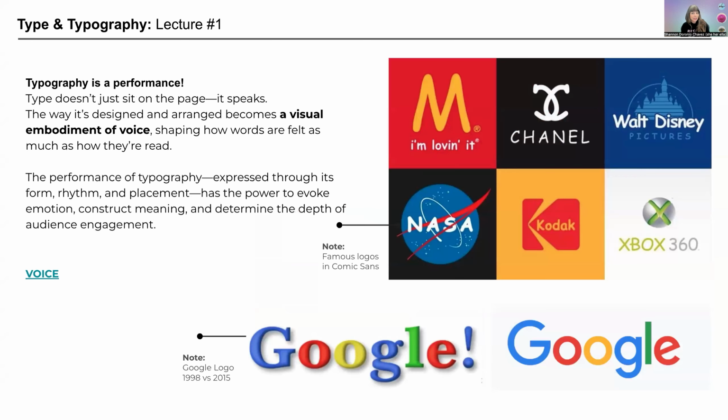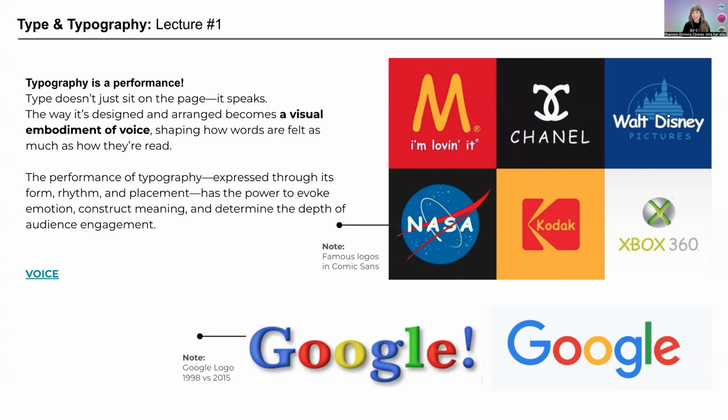So typography is a performance. It doesn't just sit on a page, it speaks. The way it's designed and arranged becomes a visual embodiment of the voice, shaping how words are felt as much as how they're read. The performance of typography expressed through its form, rhythm, and placement has the power to evoke emotion, construct meaning, and determine the depth of engagement for the audience.